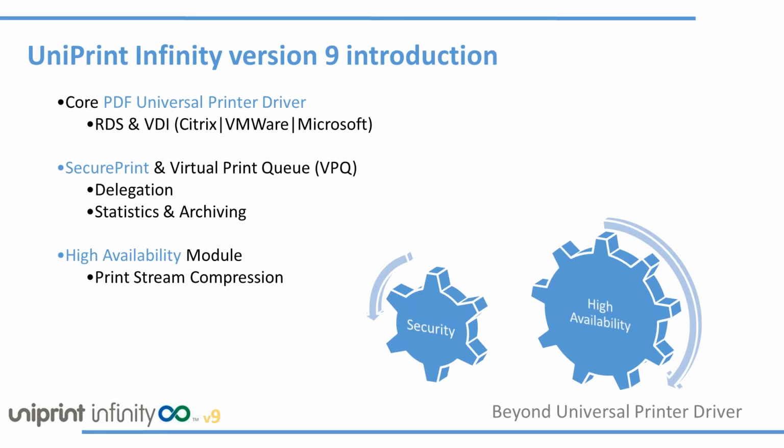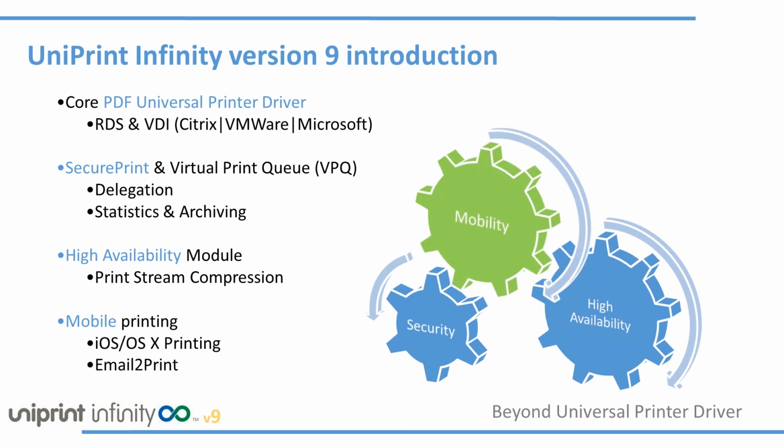The second really interesting and high value module is what we call the high availability module with print stream compression. What that really means is that now you have a fully redundant printing infrastructure, no more single point of failure. So in healthcare, government, or financial services, if you cannot afford to have downtime on printing, then this would be a very good feature to look at, and so on.